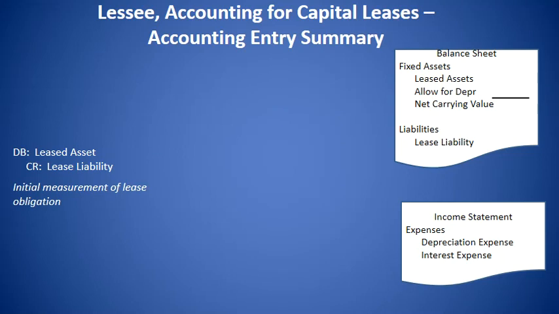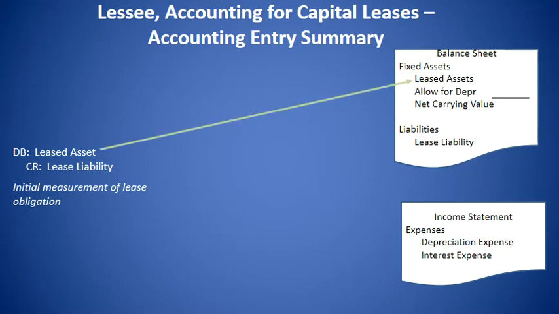So let's take a look here. We have the financial statements on the right, our balance sheet and our income statement. On the left-hand side, we have our first journal entry, where the entity recognizes the obligation when it enters into a transaction for a capital lease. So this involves the initial measurement of the lease obligation. We're going to have a debit to the leased asset itself and a credit to lease liability.